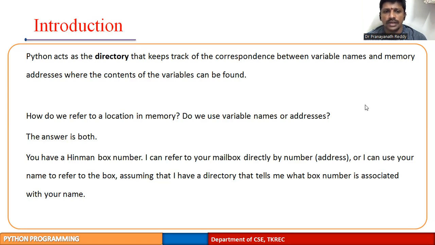So for example, if you take a mailbox, okay? I can refer to your mailbox directly by a number, that is the address, or by using your name. So assume that I have a directory that tells me what box number is associated with your name. So that is how it has been mapped. Okay.